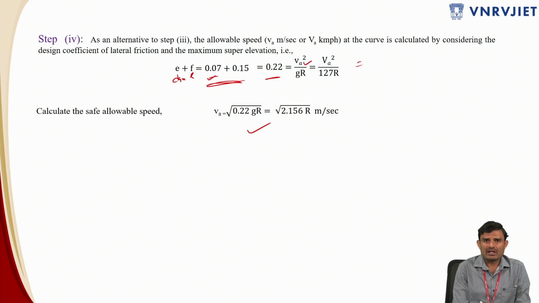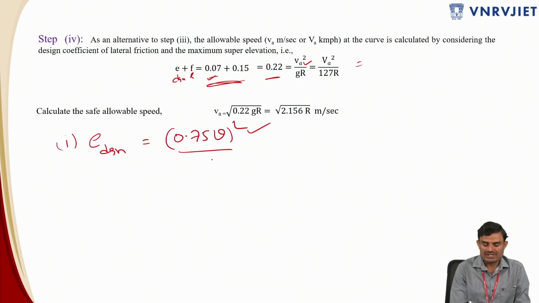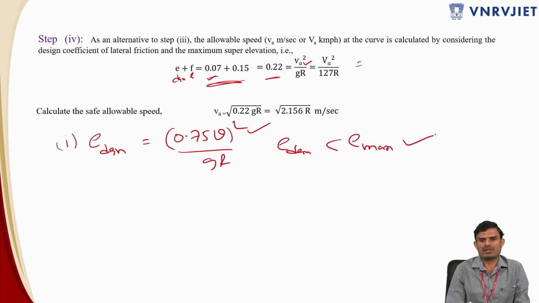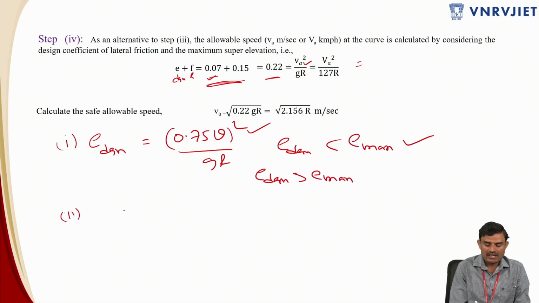I once again repeat the steps that have been carried out so far in designing the super elevation. The first step is E design. I'll write the names differently. E design is equal to, you have to take 75% of the speed, 0.75 V whole square divided by GR. If E design is less than the E maximum value that has been provided, then the problem ends there. If E design is greater than E maximum, then in the second step you have to take, instead of E design, E maximum.